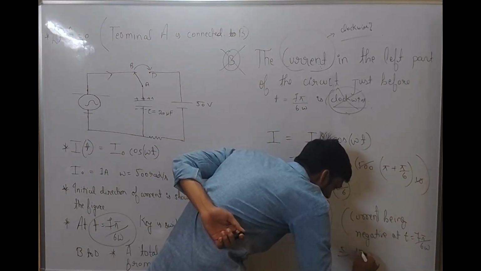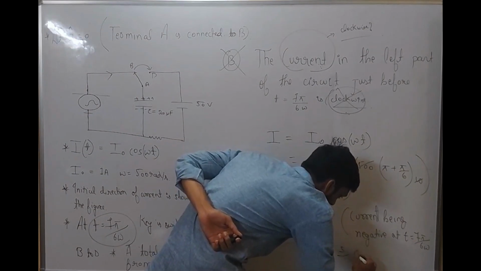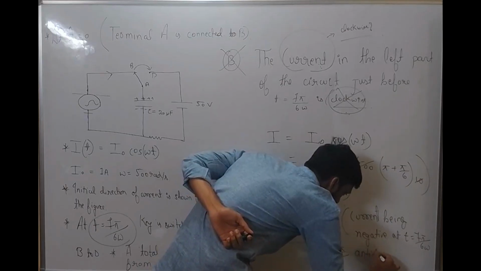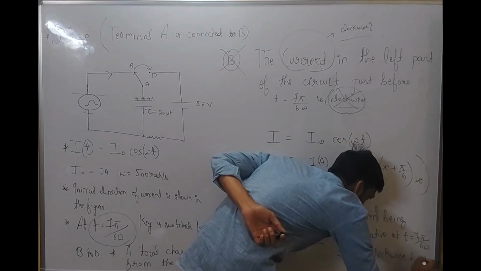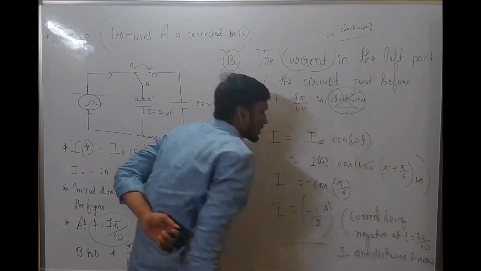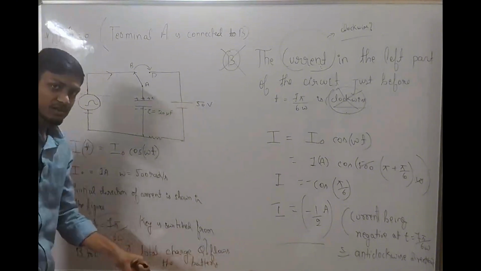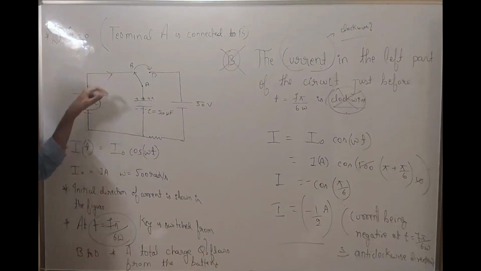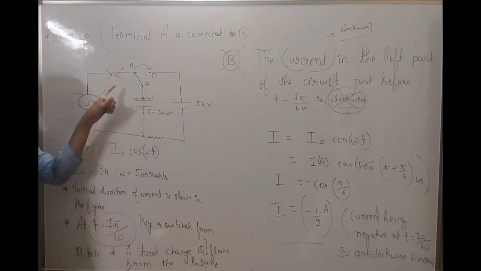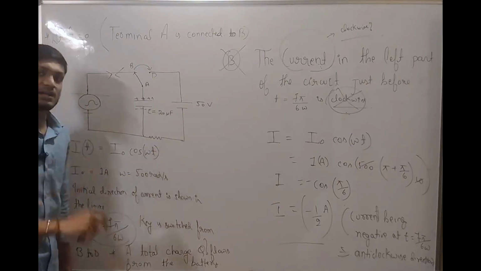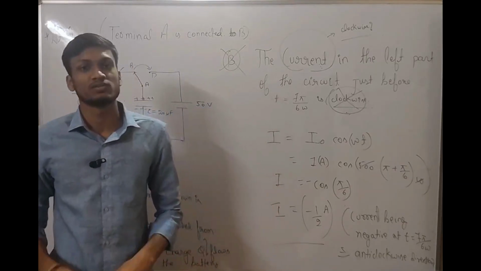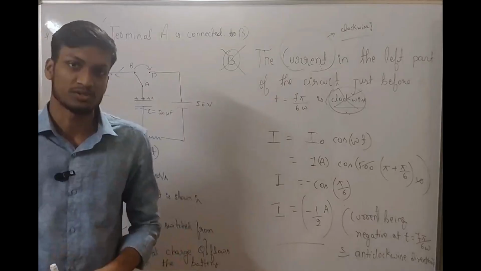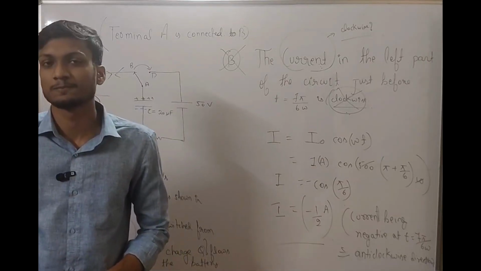Current implies that it is in the anti-clockwise direction. At this point of time, if the current is negative, the current must have this direction, and this arrow represents an anti-clockwise current. Therefore, this option will also be a wrong option, right?